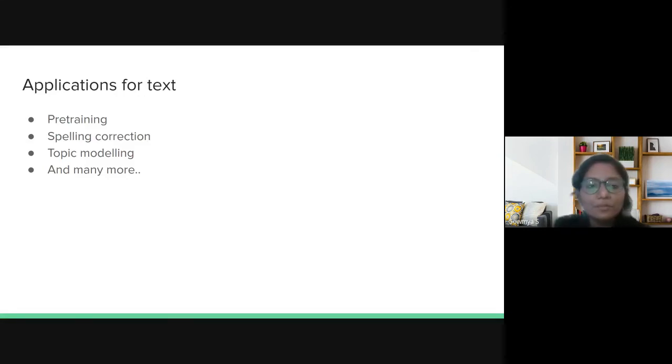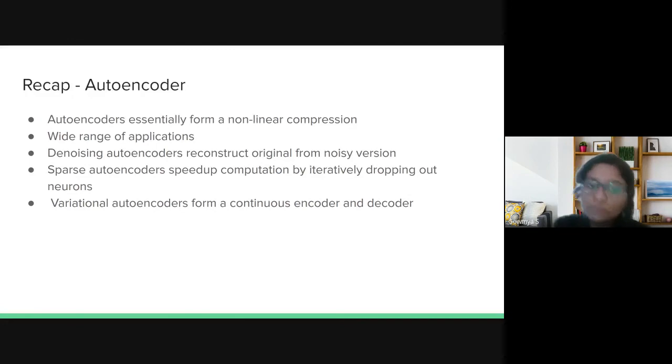And so many. So to recap, autoencoders form a nonlinear compression. They have a wide variety of applications. Denoising autoencoders are more robust. Sparse autoencoders speed up computation. Variational autoencoders form a continuous version of these and are more generalizable.